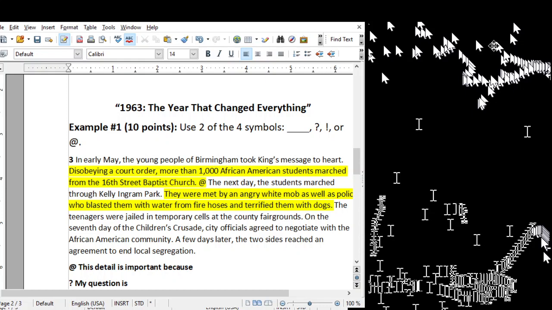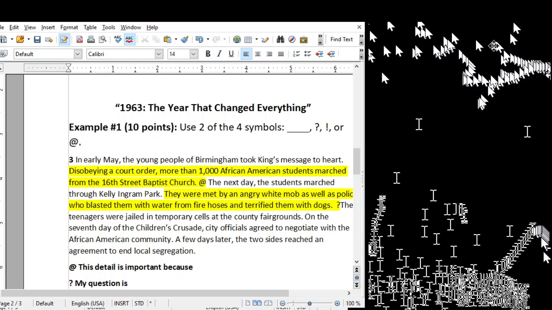Then this one, after you read this sentence, I say, oh, I got a question about this. So at the end, I'm going to put a question mark. So when I look at your assignment and I see that question mark at the end, I'm like, oh, they read this sentence and now they got a question about it. So when I go down here, I should see the question that you have about this sentence. So after you highlight the sentence, put the symbol at the end of the sentence.